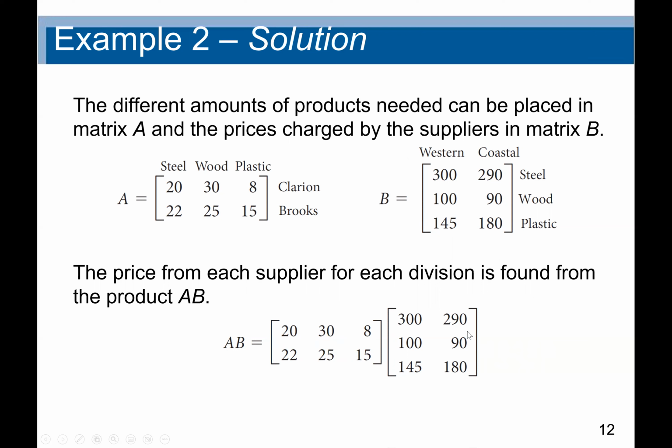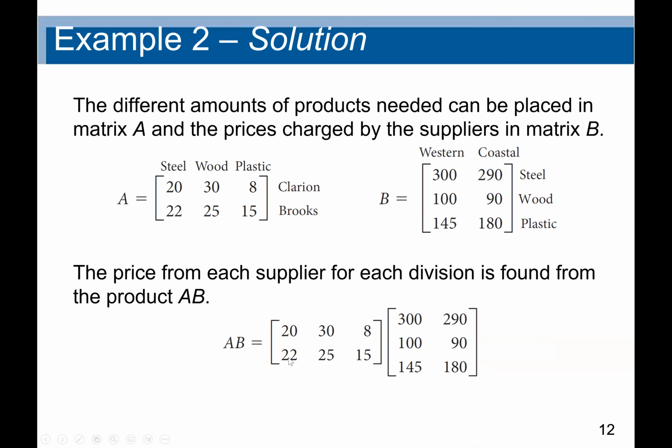Then we take 20 multiplied by 290 plus 30 multiplied by 90 plus 8 multiplied by 180. The answer will be in the first row, second column. Then we take 22 multiplied by 300 plus 25 multiplied by 100 plus 15 multiplied by 145. The answer will be in the second row, again, first column.